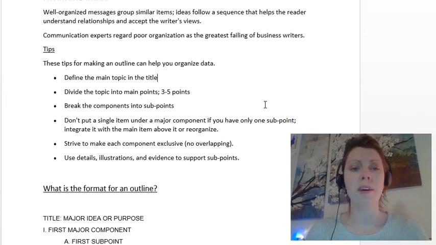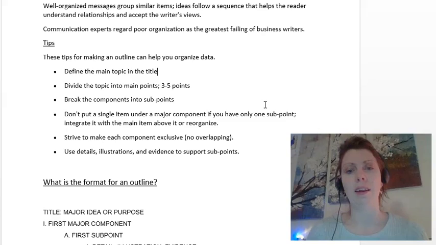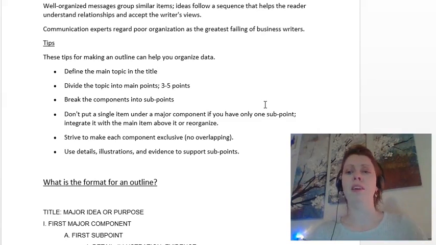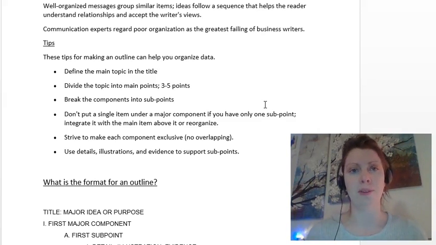Some other things to be aware of. Don't put a single item under a major component if you only have one subpoint for it. So integrate this with the main item above it or reorganize your writing. One thing cannot stand on its own. Again, think of it like an essay. You have to have supporting details. You have to have several subpoints. So if it's just, oh yeah, this one thing, try to incorporate that with something else. Maybe that can be supporting details or a subpoint under another topic.